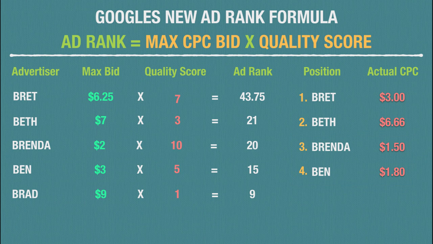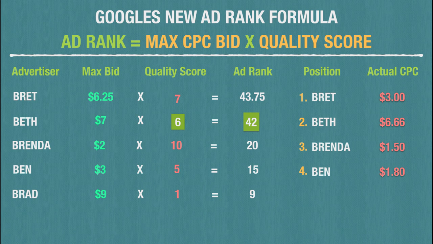So we see what a huge role your keyword level quality score actually plays in determining how much you end up paying for an ad click. Now let's take a look at this a little further. Say Beth improves her quality score and she turns her 3 into a 6. So now her ad rank is a 42. She's still in position 2 on the results page because her ad rank is still lower than Brett's, but look what happens to her actual CPC.